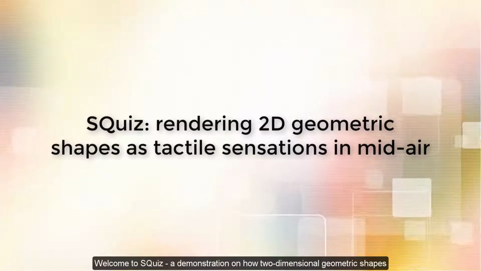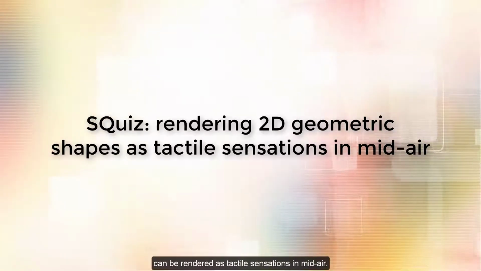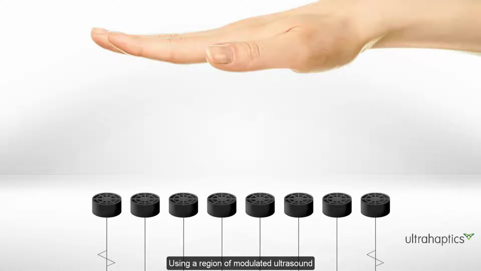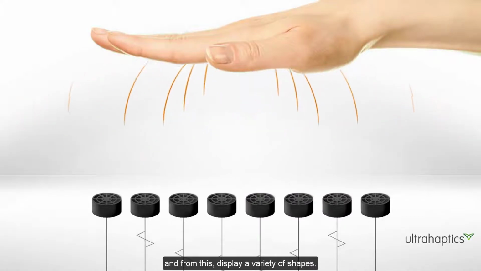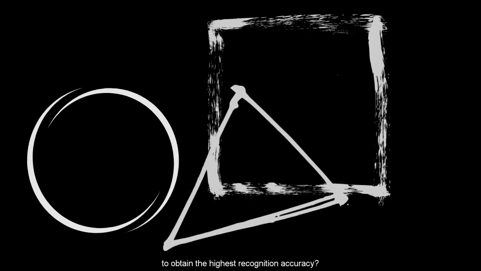Welcome to SQuiz, a demonstration on how two-dimensional geometric shapes can be rendered as tactile sensations in mid-air. Using a region and modulated ultrasound, we can create a tactile point in mid-air, and from this display a variety of shapes. But what is the best method of rendering these two-dimensional shapes to attain the highest recognition accuracy?